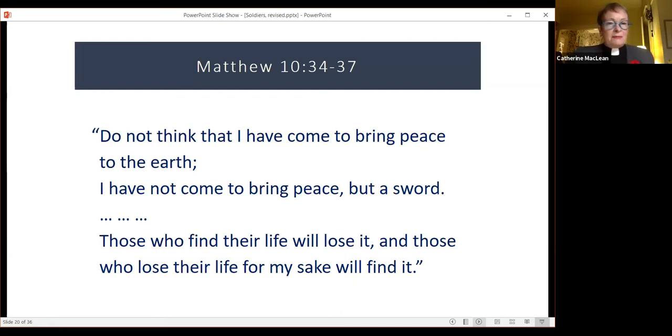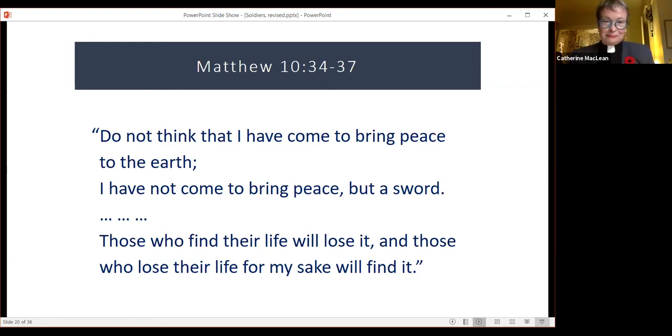Matthew 10, this passage that flummoxes us so often: do not think that I've come to bring peace to the earth. I've not come to bring peace, but a sword. And then there's a long iteration of family relationships that are broken, and those who find their life will lose it, and those who lose their life for my sake will find it. A bit of a scary mandate, harsh words perhaps, but also some commentary. One could offer commentary in preaching on the depth of commitment that a person has in going forward as the one who is called upon to go to war to bring the sword.